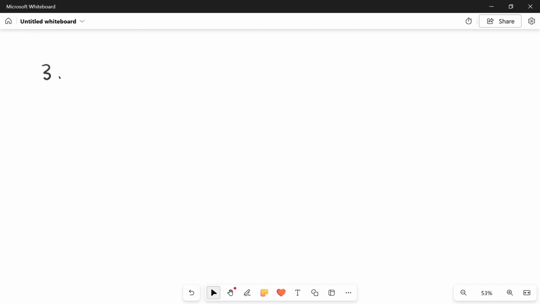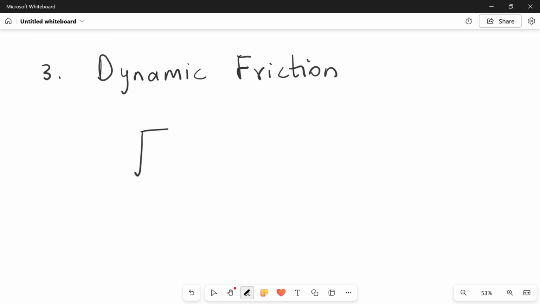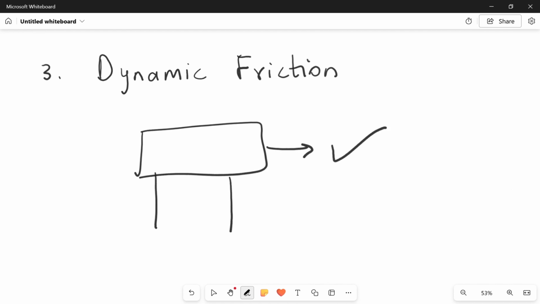Number three, dynamic friction. When the table was moving, this friction is a little smaller. That's why once it starts moving, it feels easier to keep pulling. Here, the force applied is always greater than friction.